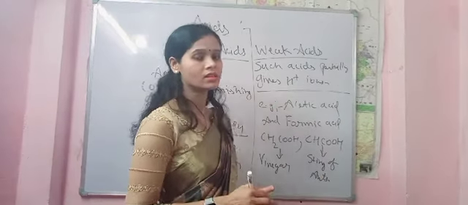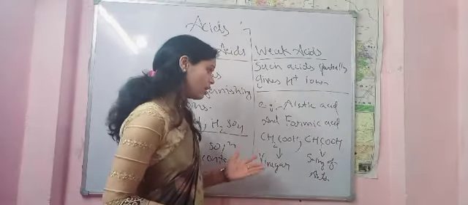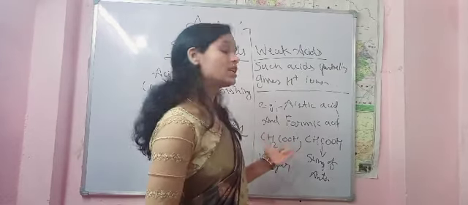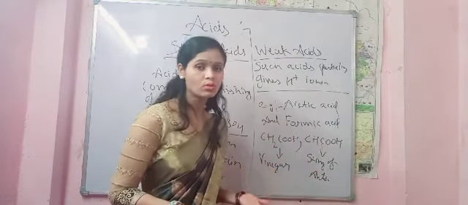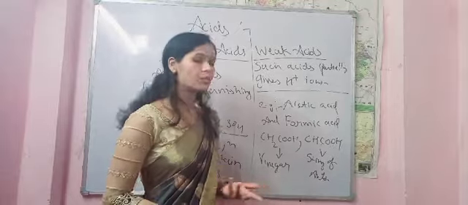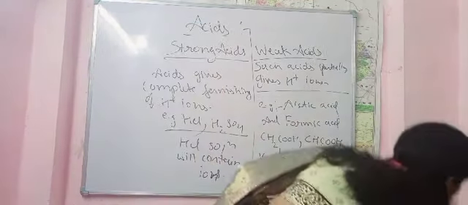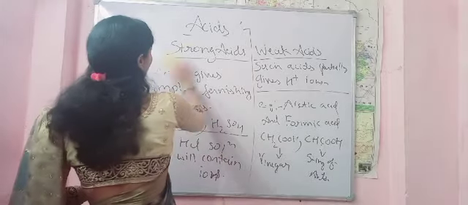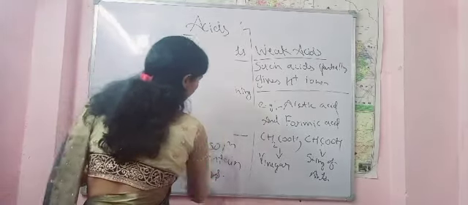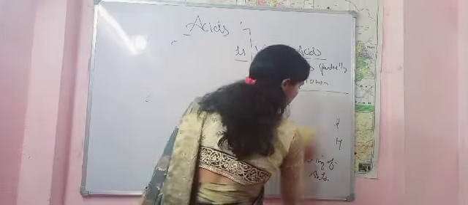Sometimes questions are asked: give an example where formic acid is found. So you can answer that formic acid is found in the sting of ants. Okay, weak acids and strong acids, we have covered it. Very easy to understand.